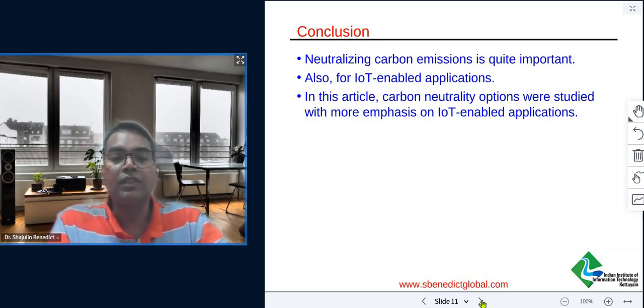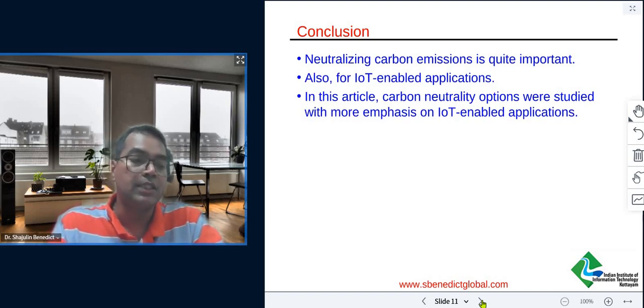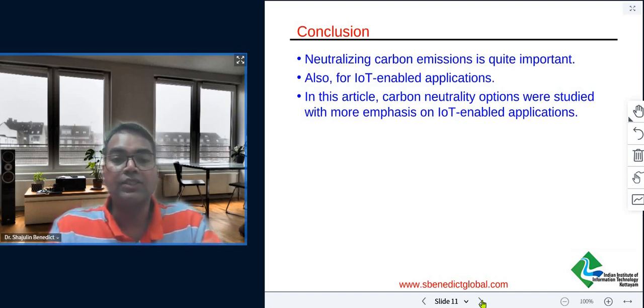And that's why the approaches that are already practiced to neutralize carbon emissions were surveyed, and all the different approaches were highlighted, and also the policies that are followed to neutralize carbon emissions, which can be linked with some of the applications that an application developer could develop in the IoT domain, were discussed.